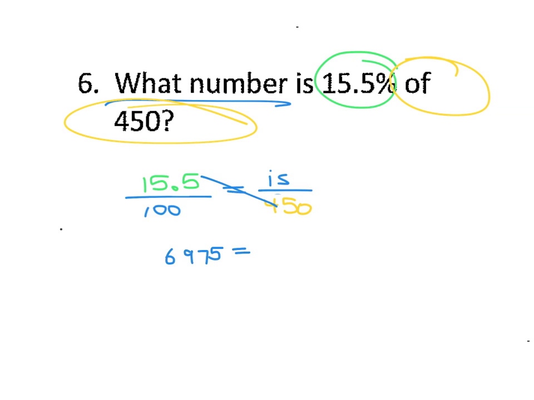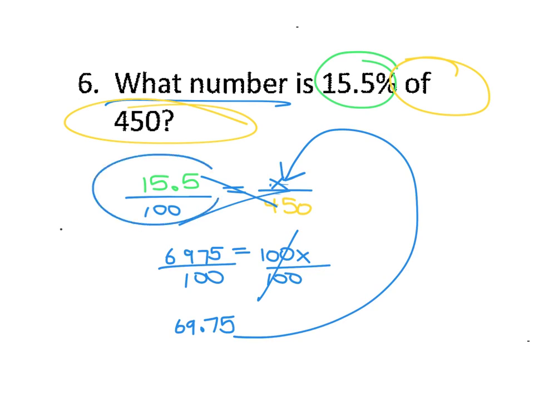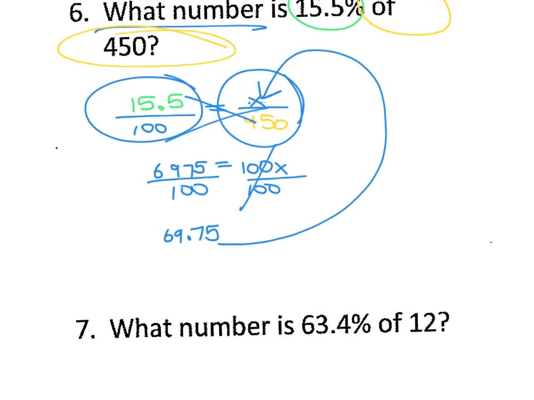Okay? Now, is what we are solving for. We're looking for the part out of the whole to make 15.5%. We know 100 times x is 100x. Okay. Now we'll divide by 100. What we get is 69.75. So what that means is that replaces our x. And so we would say 15.5%, or 15.5 out of 100 is the same as 69 and 75/100 out of 450.